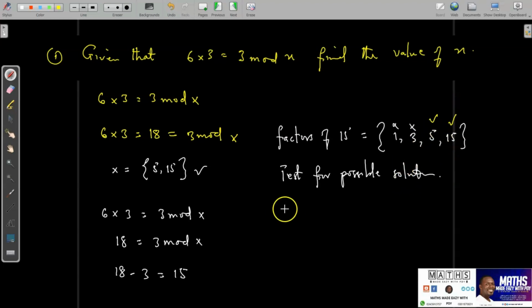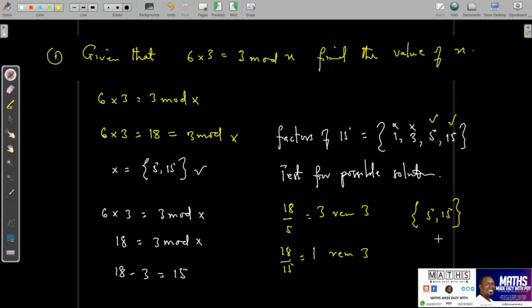So based on this, 18 divided by 5, we had an answer of 3, a remainder of 3, because 3 times 5 will give you 15, and 15 plus 3 will give us the 18. Again, 18 divided by 15, you get 1, a remainder of 3. So in other words, our possible solutions for the question are 5 and 15. Please, am I clear?